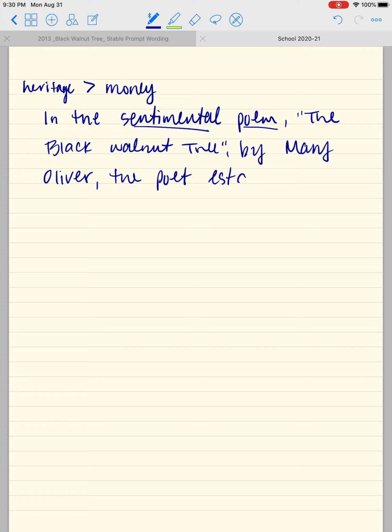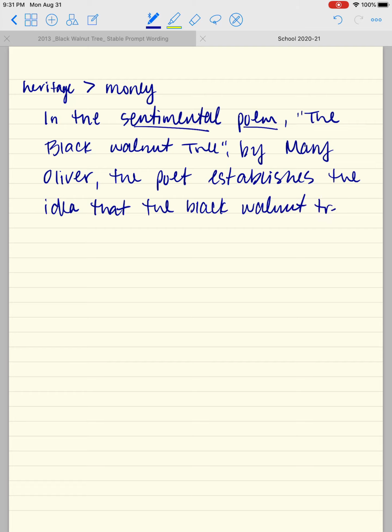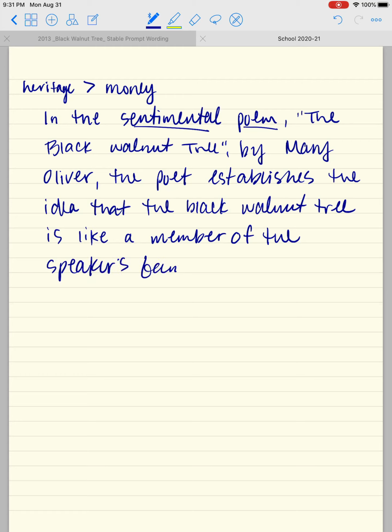The poet establishes the idea that the black walnut tree is like a member of the speaker's family. Okay, so now I've kind of briefly addressed the relationship between the tree and the speaker, and now I also want to make sure my intro hits on the overall meaning of the poem.